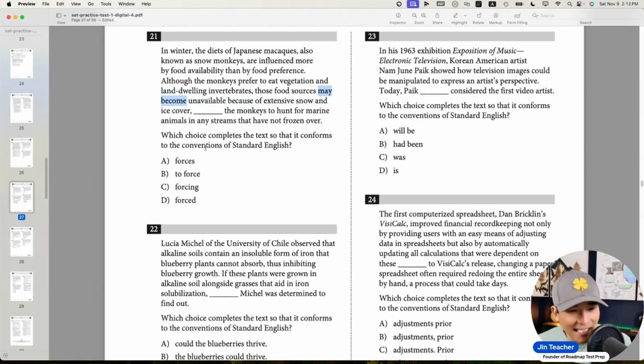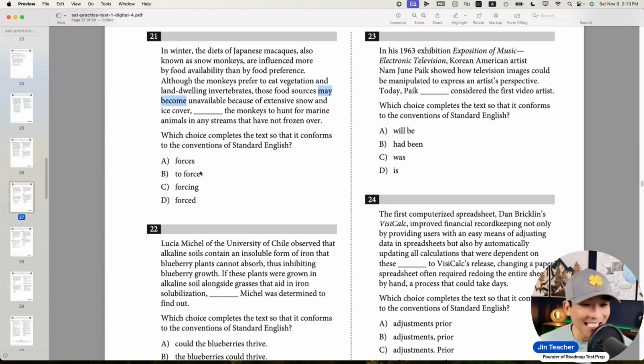When I plug in answer choices A and D, "forces the monkeys" or "forced the monkeys," now I have two main verbs that are not properly formed. When I say, "those food sources may do this, forces the monkeys to do this," it's exactly the same as me saying "Jack is smart, gets good grades," right? Same thing if I plug in answer choice D as well.